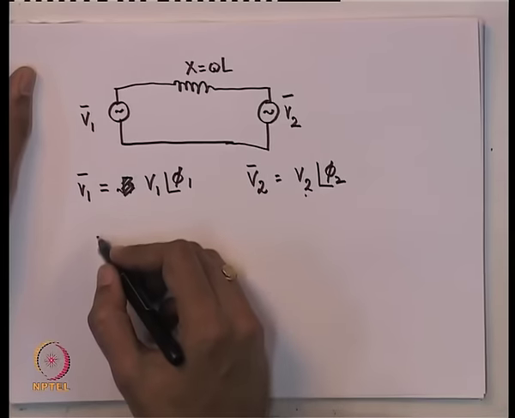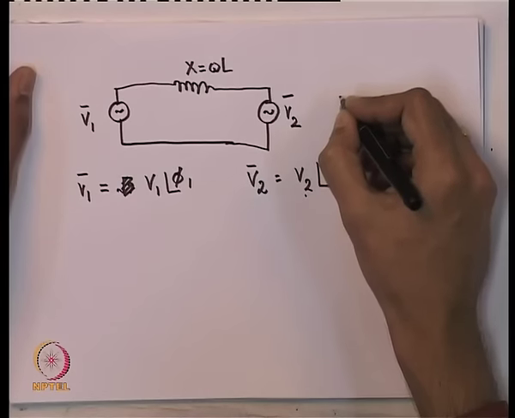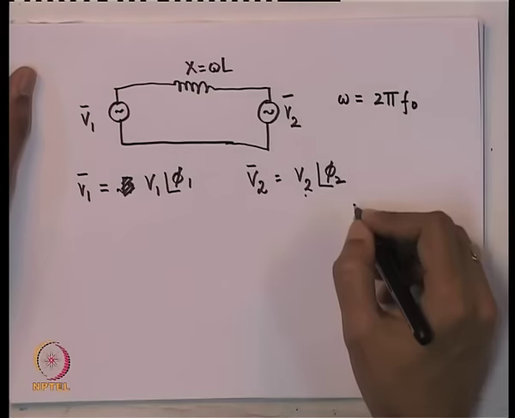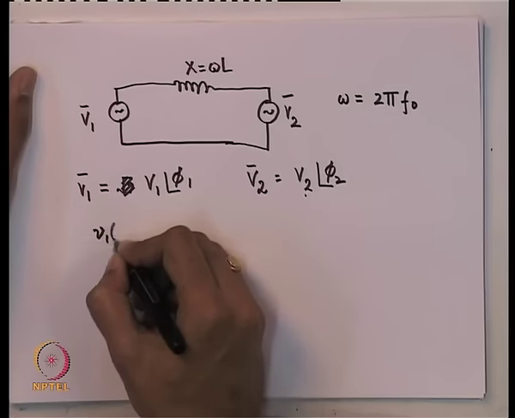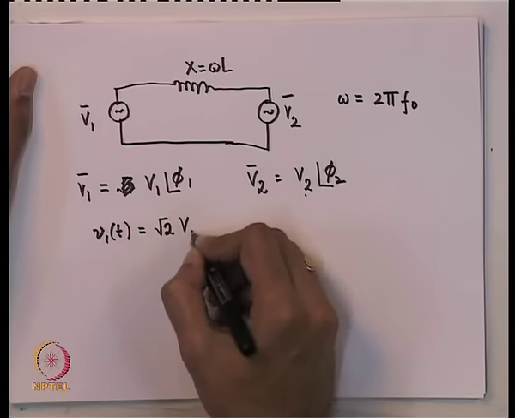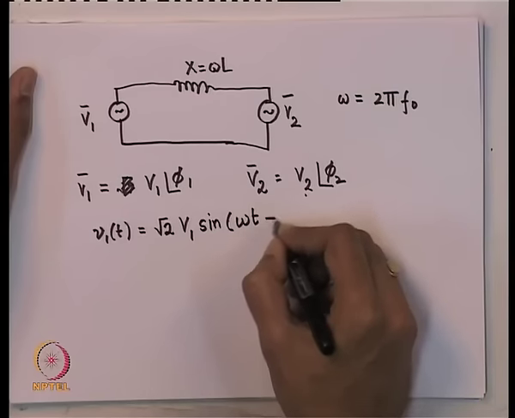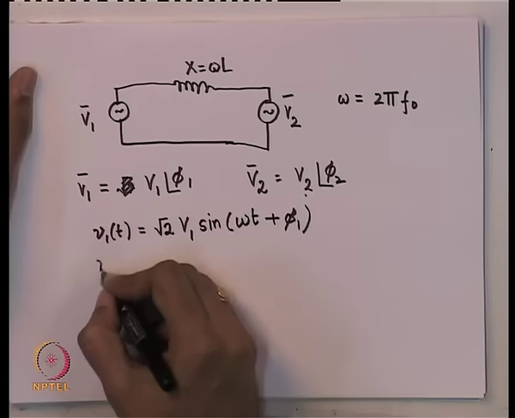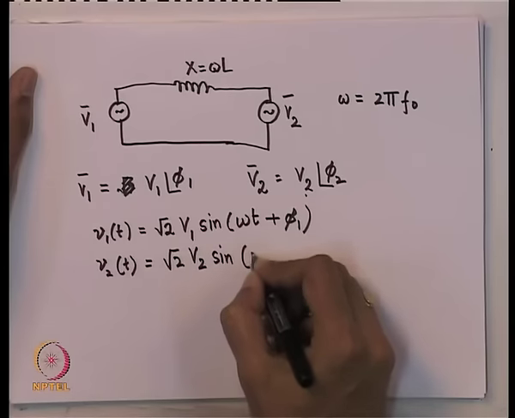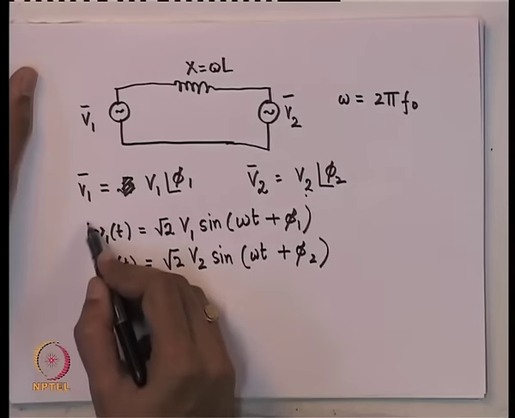What does this actually mean, the phasor representation? Let us assume, of course, that the frequency of both the sources is equal, that is, say F0 could be say 50 hertz. So, the instantaneous value of the voltage waveform here is v1 = √2 V1 sin(ωt + φ1), and v2 = √2 V2 sin(ωt + φ2). So, V1 bar and V2 bar essentially mean this.